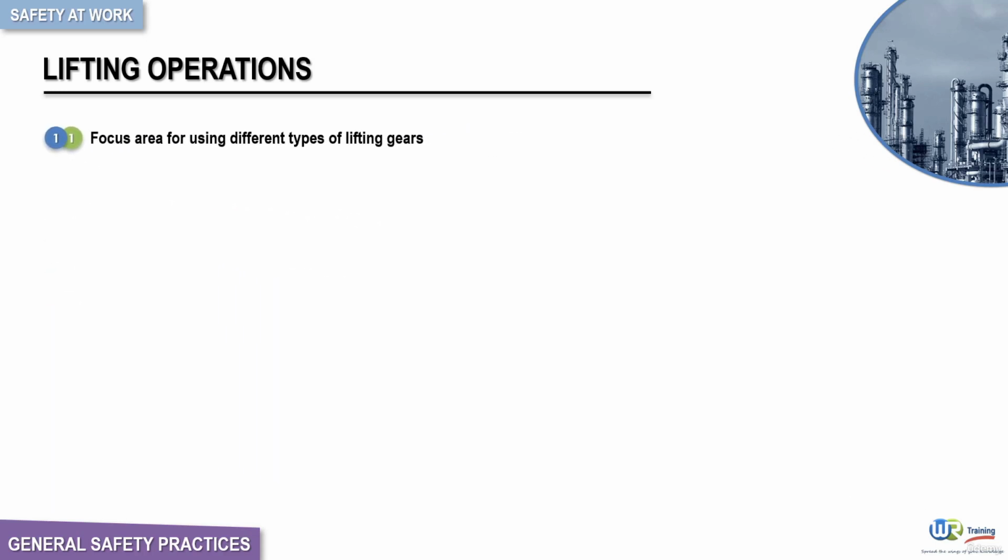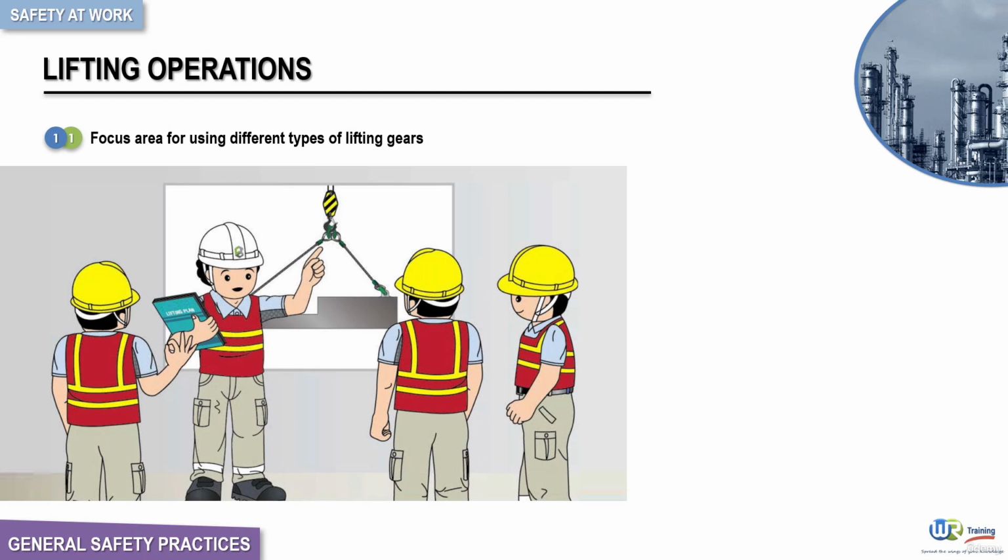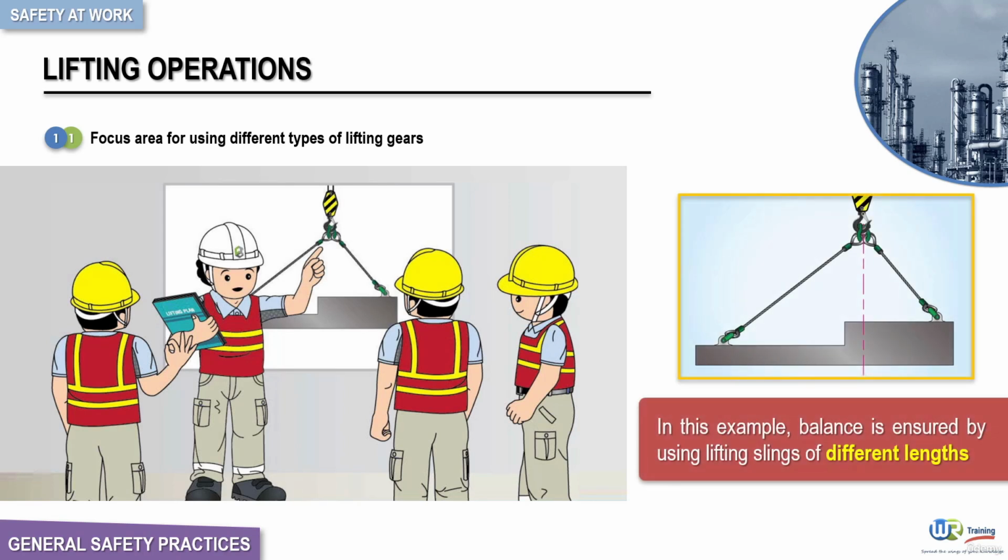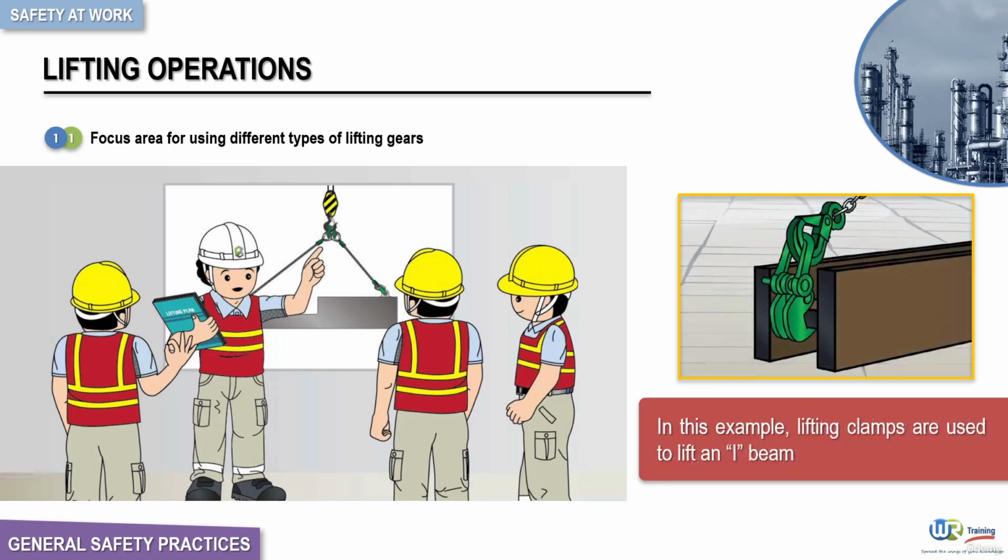Now, when lifting material with a non-symmetrical center of gravity, as in this example, you should conduct an evaluation before the lifting operation. The center of gravity of the load should be checked and applied during lifting to ensure balance. In this example, balance is ensured by using lifting slings of different lengths. In addition, for optimum safety, feel free to use specific lifting tools for lifting different objects. In this example, lifting clamps are used to lift an I-beam.